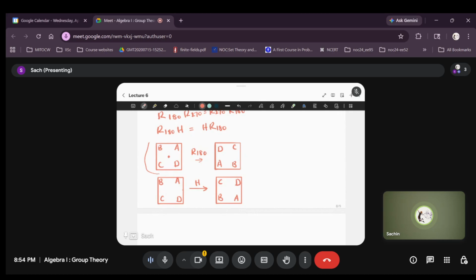No, this is still R180 and H I have defined now. Now I have to show that it is commutative, right? I have still not shown that.